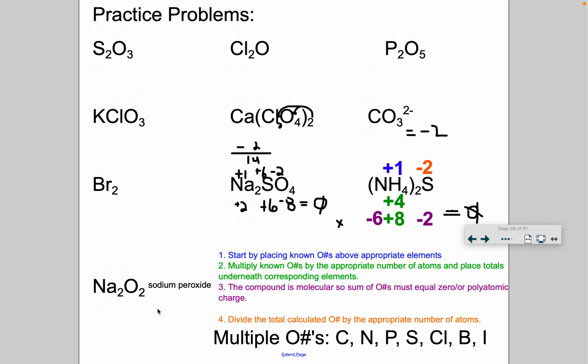All right, the last one, sodium peroxide. This is a peroxide because it's 2 and 2, and it's with an O. So our rules with peroxides is that now O has a -1 charge. So -1 times 2 is -2. That means that this half has to be +2. And then I have 2 of them, so 2 divided by 2 is +1.